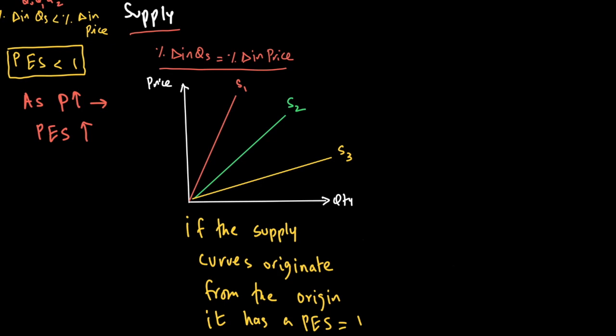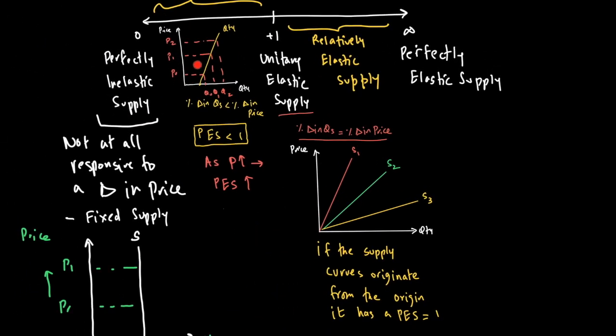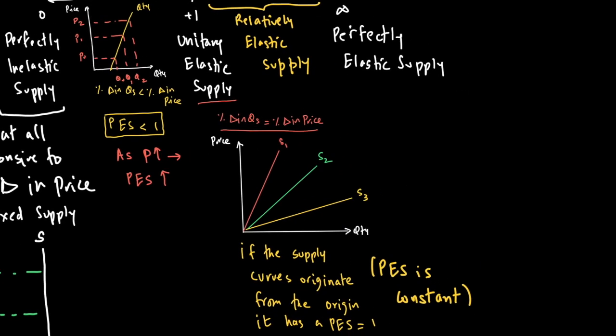And also one more thing important to know is that, like in the last case when we did this case, which was a relatively inelastic curve, we said as price goes up, PES goes up. But here, PES is constant. So let me write this here. PES is constant for our unitary inelastic case.